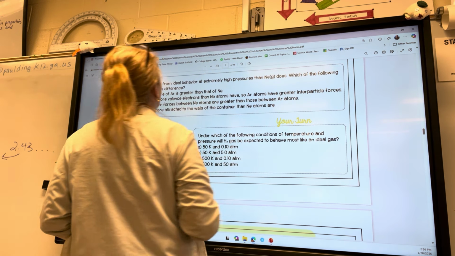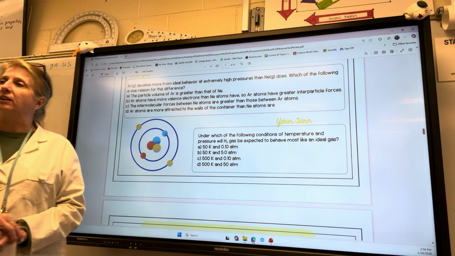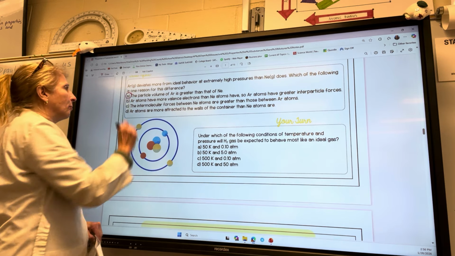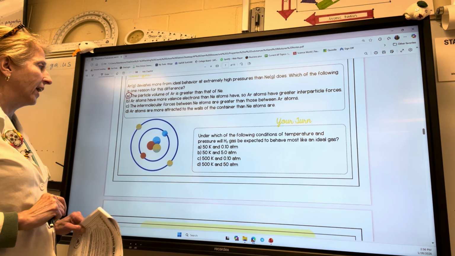Argon deviates more from ideal at extremely high pressures than neon does. Which of the following is the reason for the difference? Is it because the particle volume of argon is greater than that of neon? Yes, it is. It's bigger, it's got a bigger volume, it's more polarizable, it can start having more interactions.